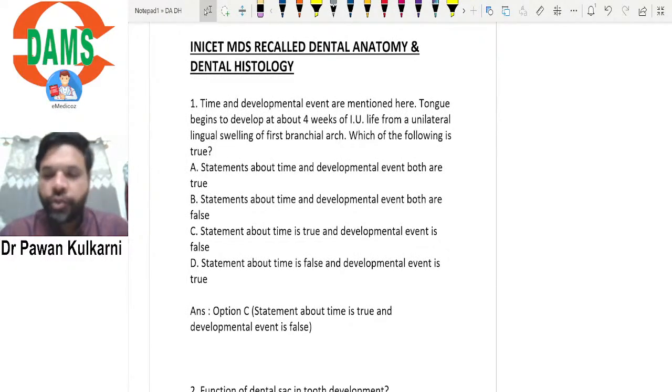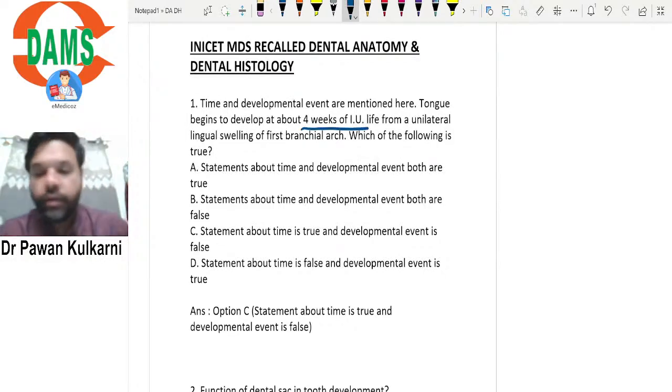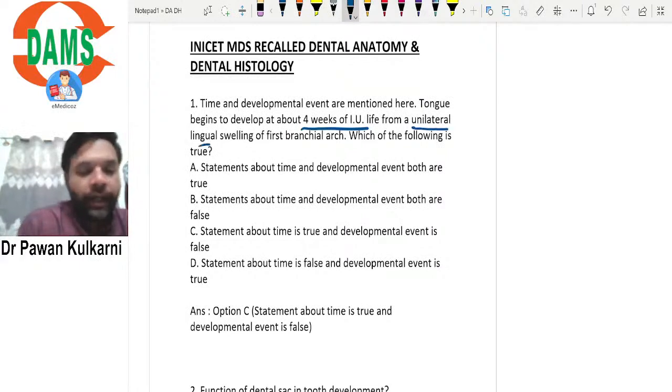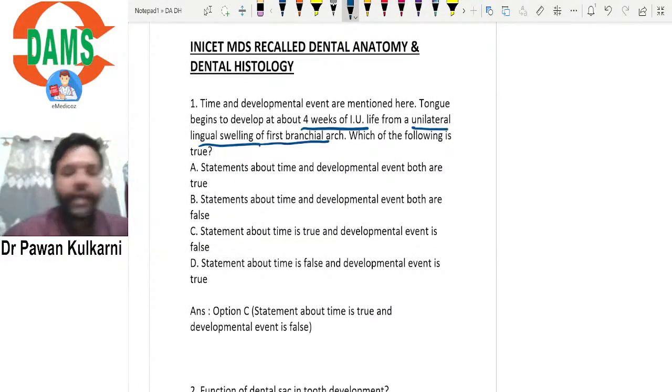Now let us start with the first question. Which statement is true here? Time and developmental event are mentioned. Tongue begins to develop at 4 weeks of intrauterine life, from a unilateral lingual swelling of the first pharyngeal arch. So these are the two statements.